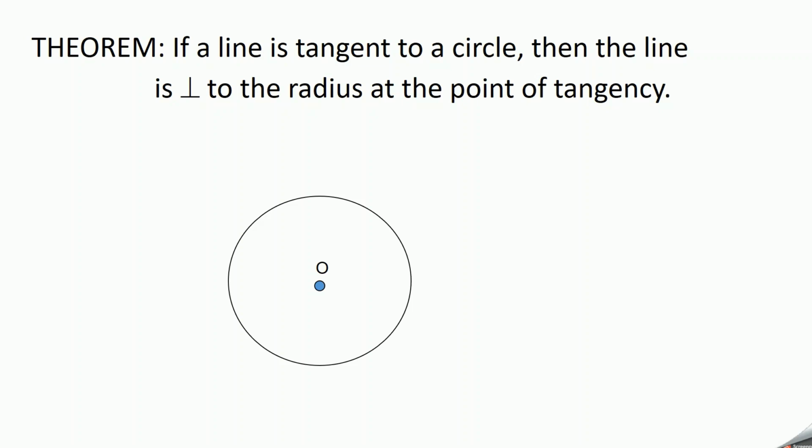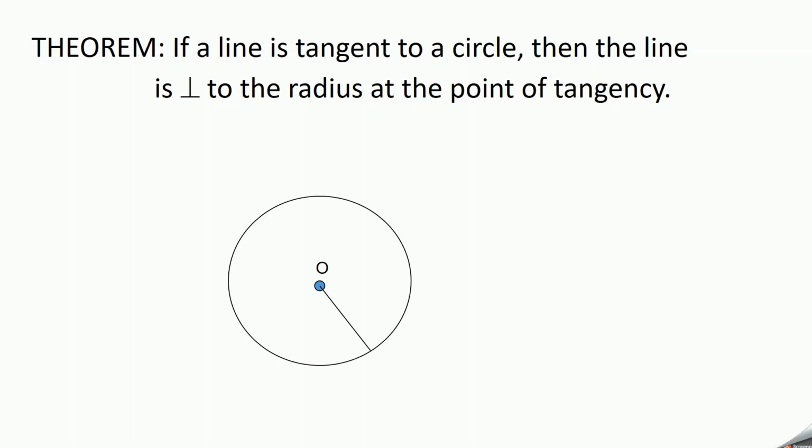If a line is tangent to a circle, then the line is perpendicular to the radius at the point of tangency. Again, if a line is tangent to a circle, then the line is perpendicular to the radius at the point of tangency. Look at the circle in the middle of the screen.